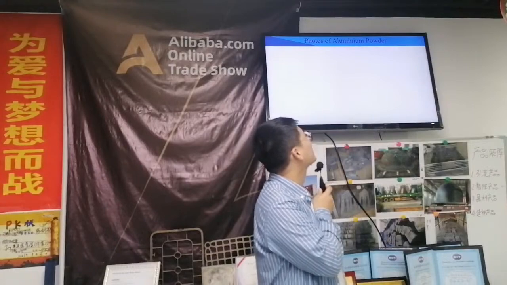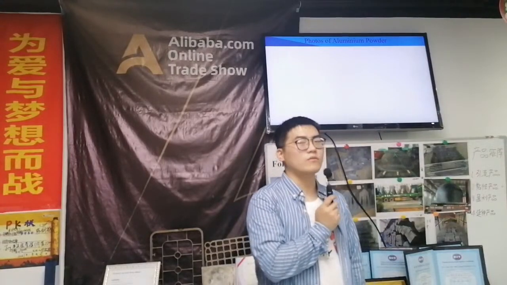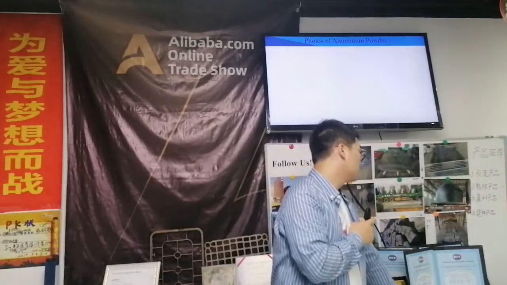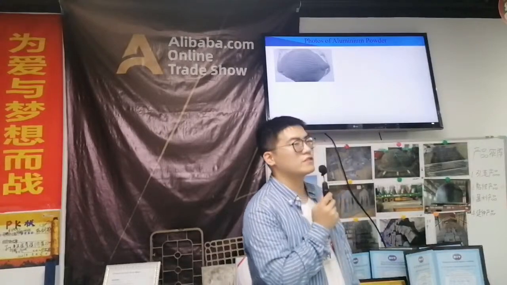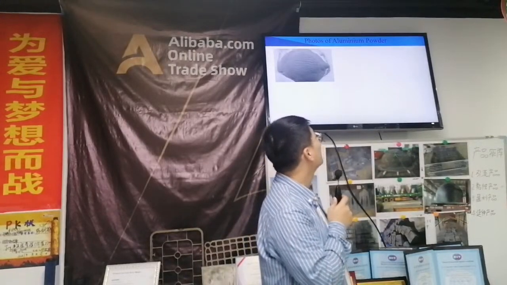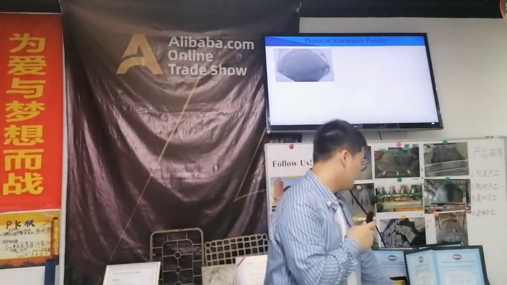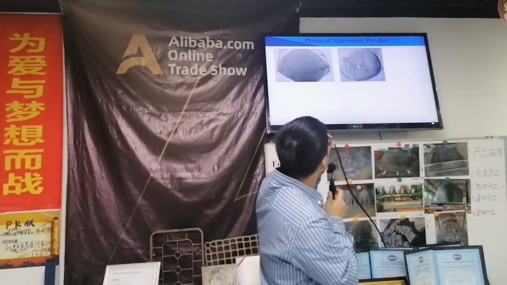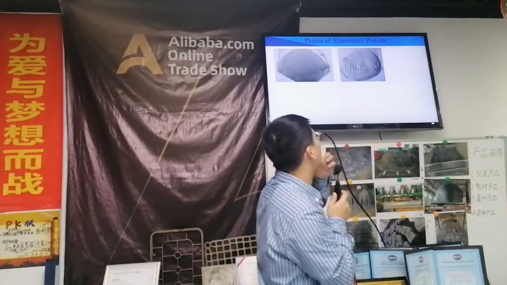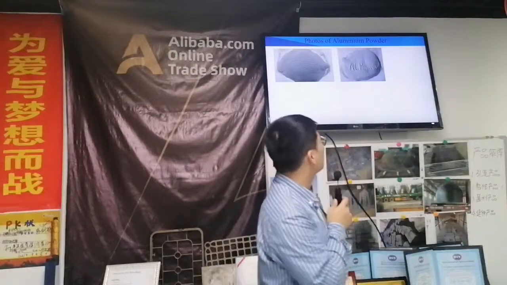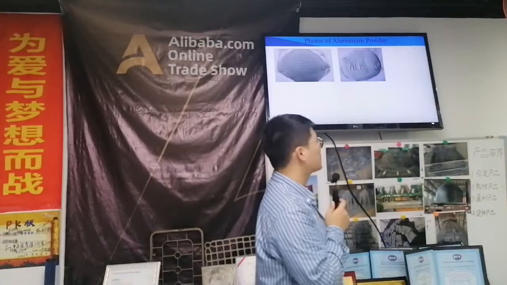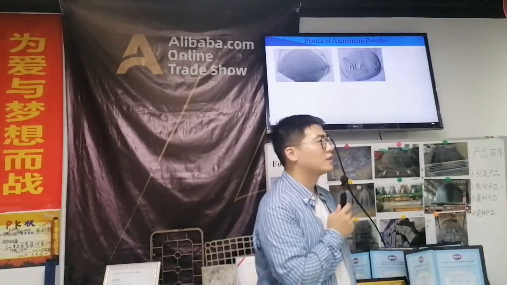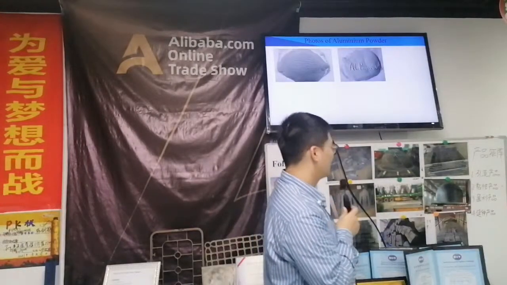Now I will show you some photos about our aluminum powders. The first picture, as you see, is our aluminum powders, which is about 325 mesh. And another is also aluminum powder, but it's about 100 mesh. So you will see the second one looks better than the first aluminum powders.